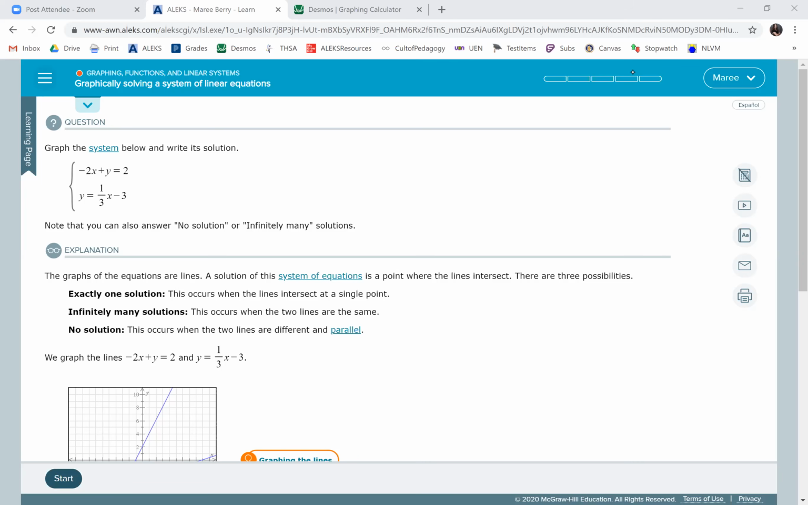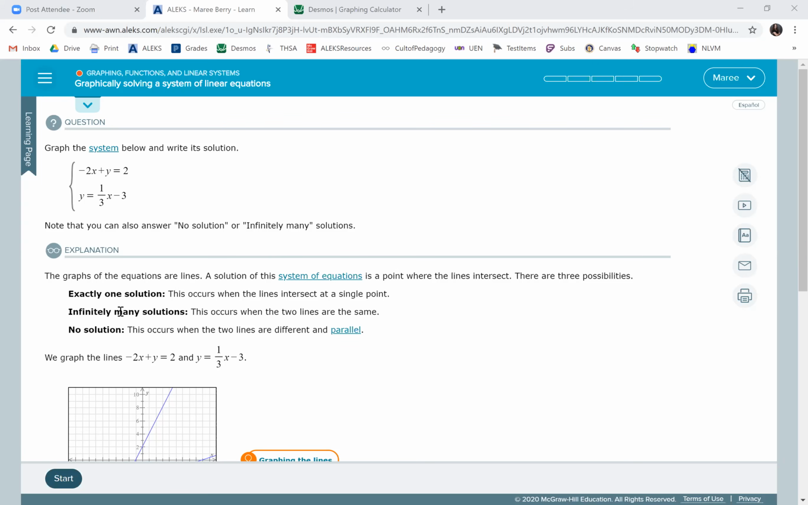We know they're lines, so we can solve for y and get y equals mx plus b, graph the y-intercept and then the slope on each one, and find the solution. Now here's the key right here. Do you see this? There's exactly one solution when the lines intersect at a single point.